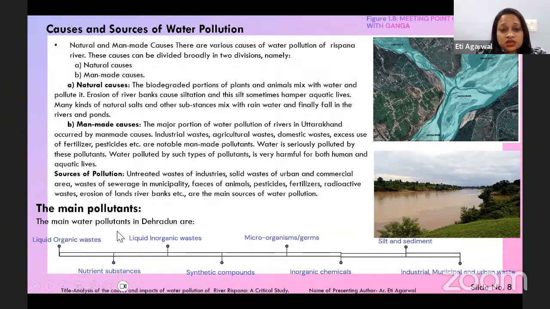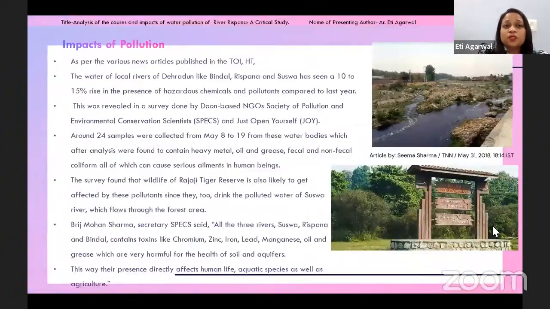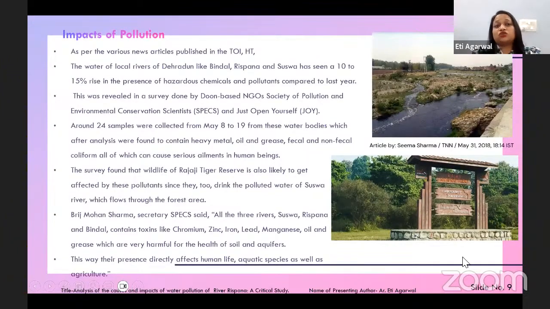So this is a small timeline. You can see there are liquid organic waste, liquid inorganic waste, microorganism germs, silt and sediments, industrial and municipal waste, inorganic chemicals, synthetic compounds, and nutrient substances as well. So now, what are the major impacts of the pollution?